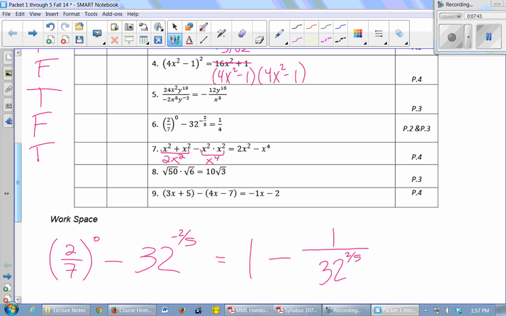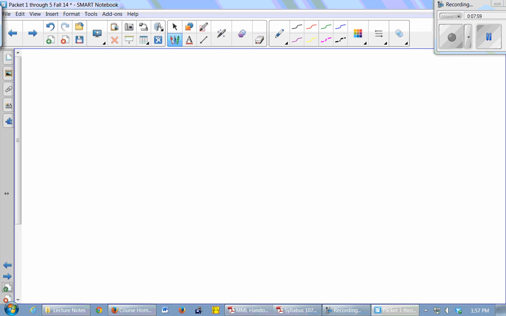Okay, root 50 times root 6, does that equal 10 root 3? Number 8, we've got true, false, true, false, true, false. Wow, we're evenly split here. Root 50 times root 6, so we should definitely do this one together. Am I allowed to do this? Yes. When you're multiplying radicals, you can just multiply the stuff underneath. When you're adding them, you can't, but for multiplying, it's allowed.